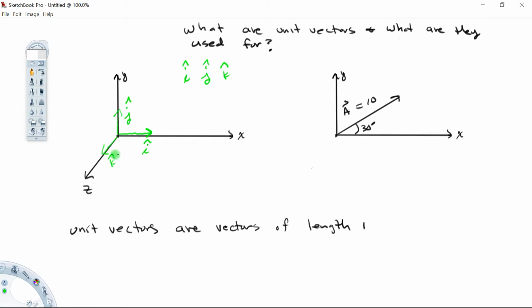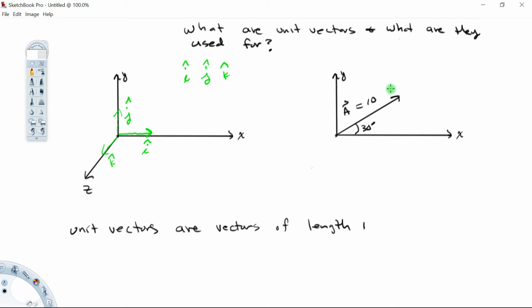And again, what these are used to do is give directions. So i points in the plus x direction, minus i would point in the other direction. Plus j points in the plus y direction, minus j points in the minus y direction. And k points in the plus z direction, minus k points in the minus z direction. Again, these are just used for giving directions. Now, what do we use them for? Well, they give us a very convenient way to express vectors.